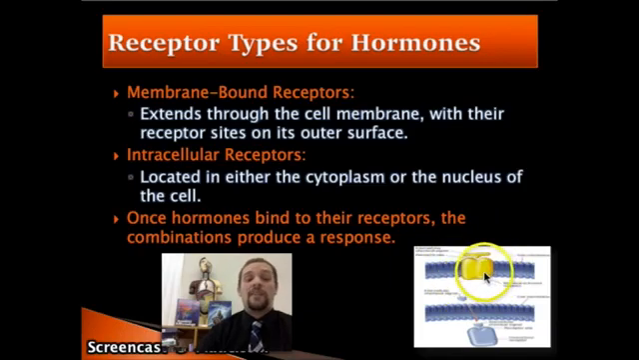If it is a lipid-soluble hormone, that means it can pass through the cell membrane, so it can have an intracellular receptor. The intracellular receptor is going to be located inside the cytoplasm, or the nucleus of the cell. And so we can pass that through, and then that hormone can have a response with that specific receptor. Again, it's determined by whatever type of hormone is released as to what type of receptor will be needed.